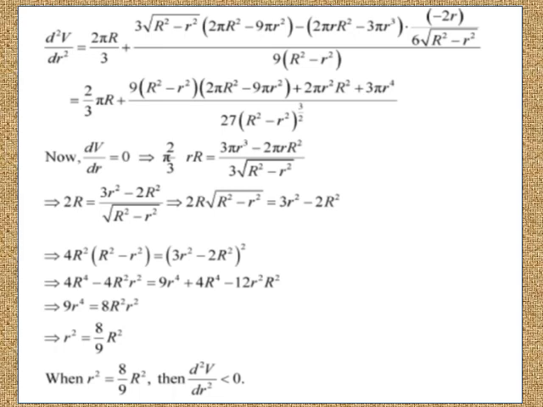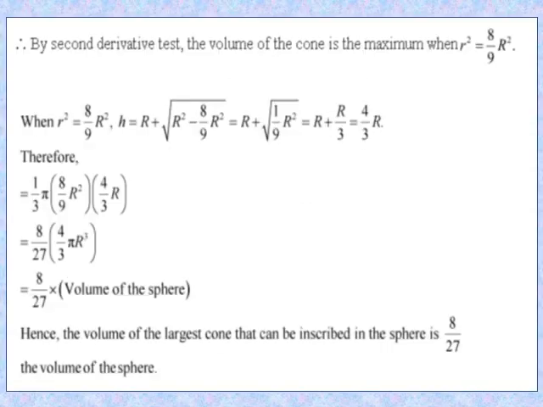And if you put r square equals to 8 upon 9 R square in the value of d2v upon dr2, that is the double derivative, we observe that this double derivative will be less than 0. Try to simplify it. Since d2v upon dr2 is less than 0, by the second derivative test, the volume of the cone will be maximum. And maximum when? r square equals to 8 upon 9 R square.